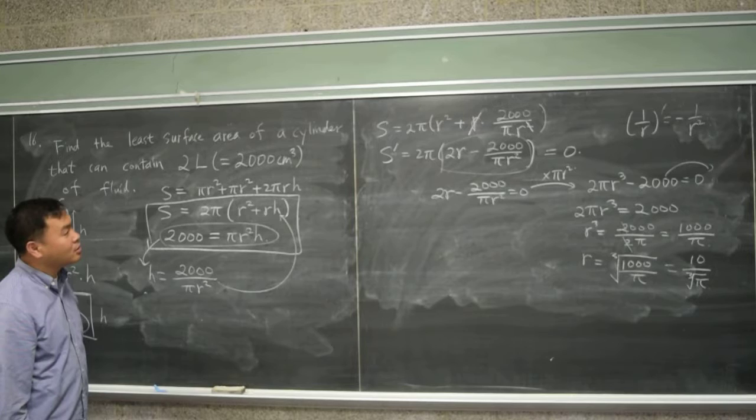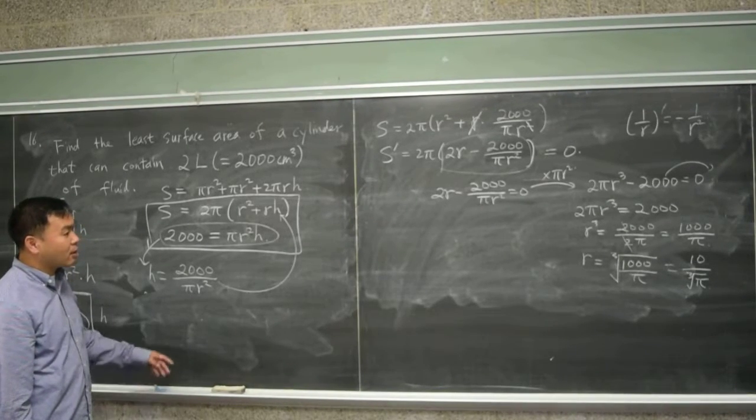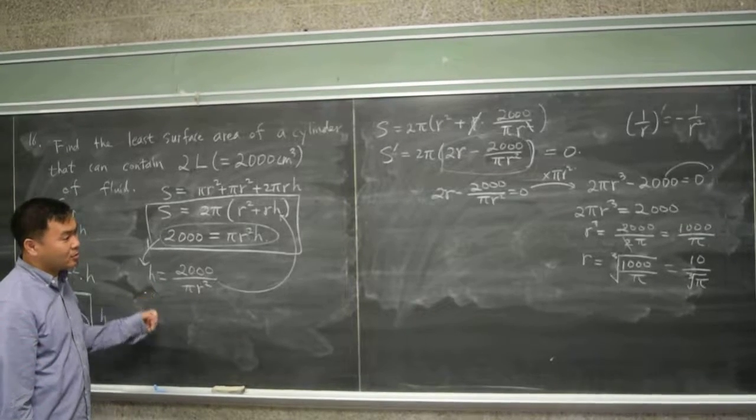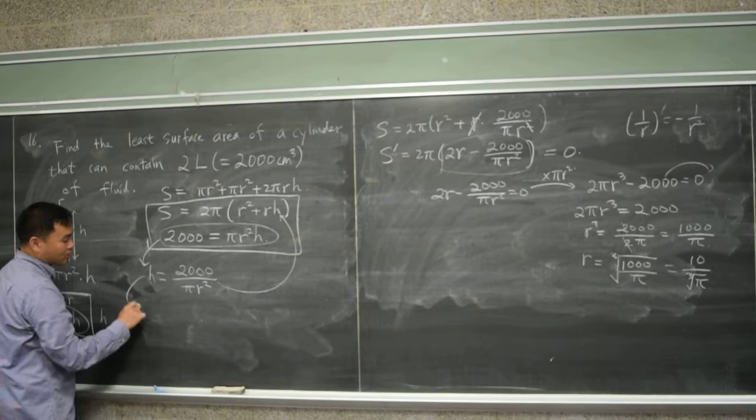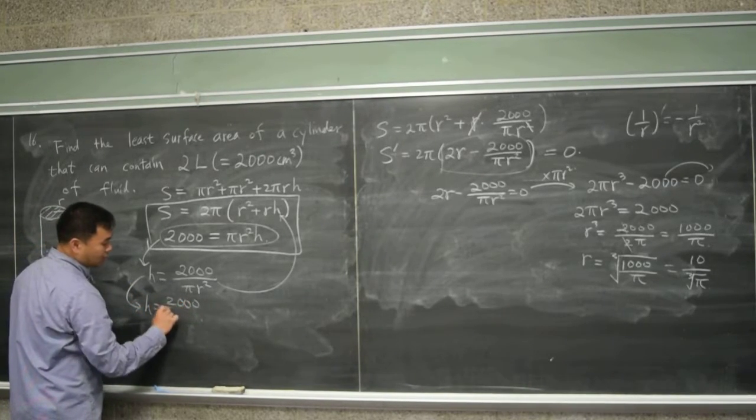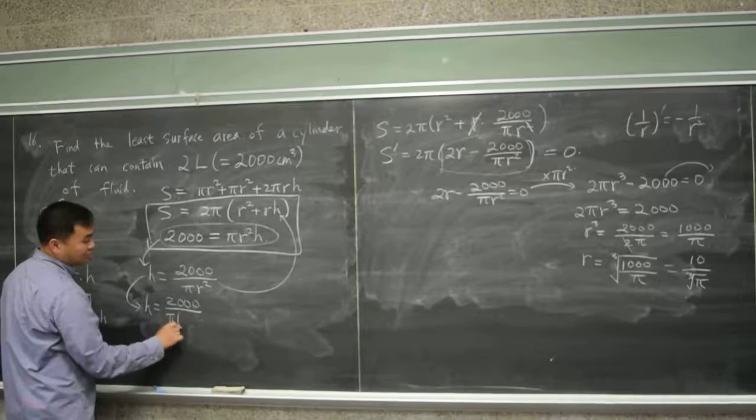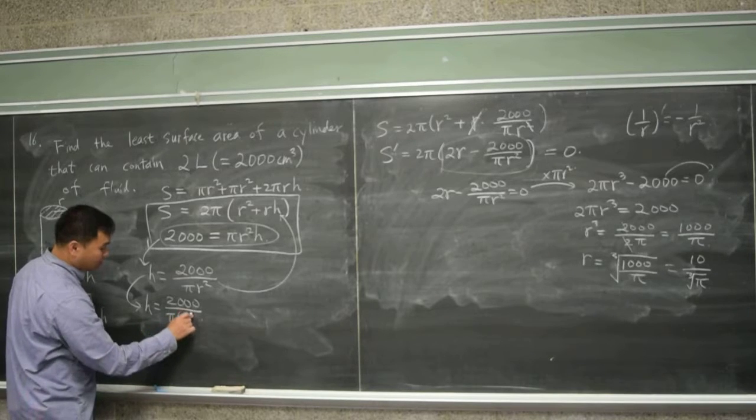Okay, and then you can figure out what h is by plugging that number back into this formula. So let's try to figure out what h is. H is 2,000 over pi times 10 over cube root of pi.